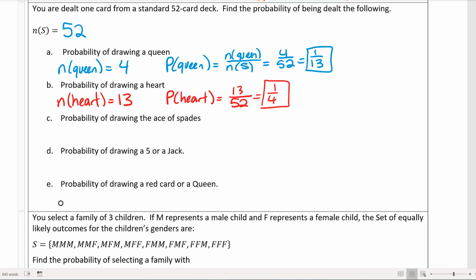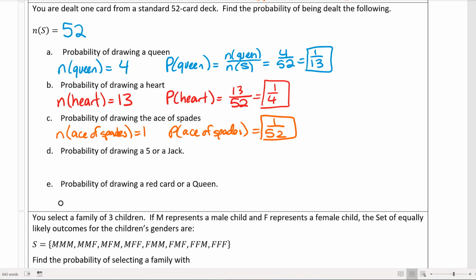Next, we're looking for the probability of drawing the ace of spades. Well, if you look back on the deck of cards, you will notice that there's only one ace in the suit of spades. So there is only one ace of spades. So therefore, the probability of pulling that ace of spades is only one possibility out of the 52 card deck, and that doesn't reduce.